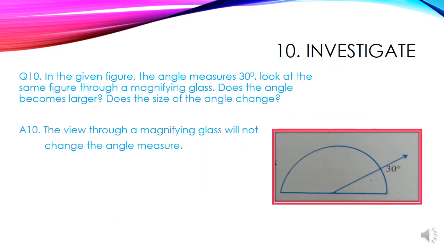Question number 10. In the given figure, the angle measures 30 degree. Look at the same figure through a magnifying glass. Does the angle become larger? Does the size of the angle change? Children, if you look at this figure through a magnifying glass, then the figure will become larger in size. But when you view through the magnifying glass, the angle will not change. The measure of the angle will remain the same. It will be 30 degree only.